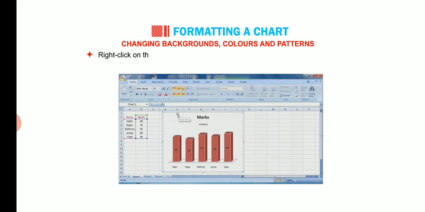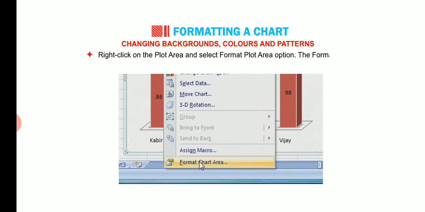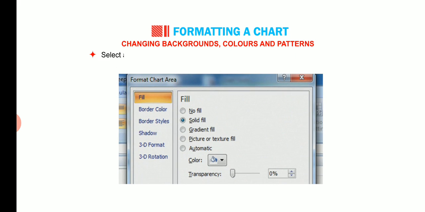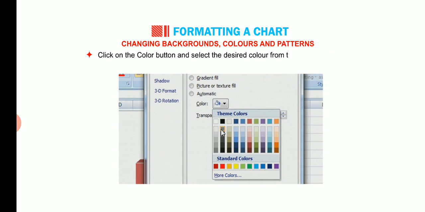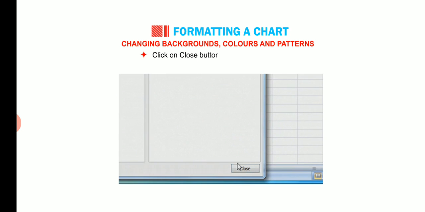Right-click on the plot area and select the Format Plot Area option. The Format Plot Area dialog box appears. Select a suitable border style, border color, shadow, etc. according to your choice. Click on the Fill tab and select the Solid Fill option. Click on the Color button and select the desired color from the drop-down menu. Click on the Close button and observe the change.